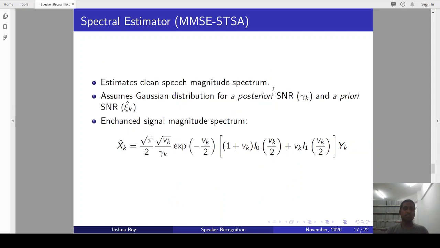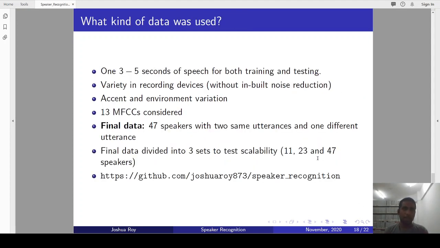The spectral estimator works in such a way that it considers a conditional probability, that is the a posteriori SNR and the a priori SNR, and based on that it can estimate the signal. It can estimate the clean signal in the frequency domain, and then we convert it to the time domain. I have to go fast.